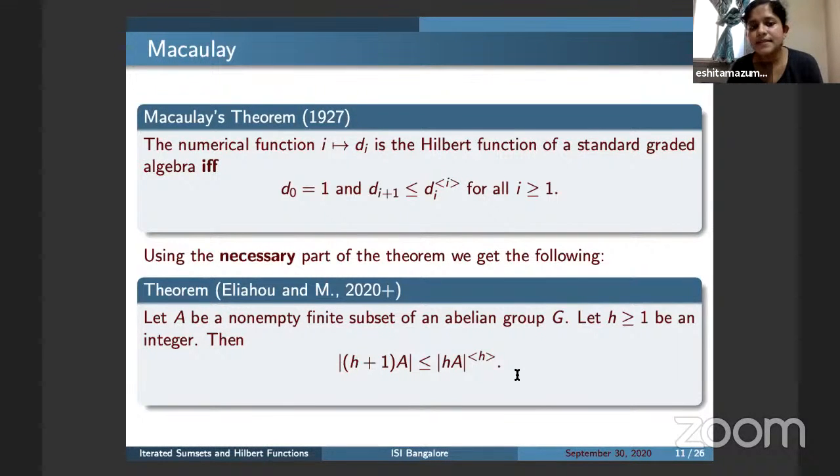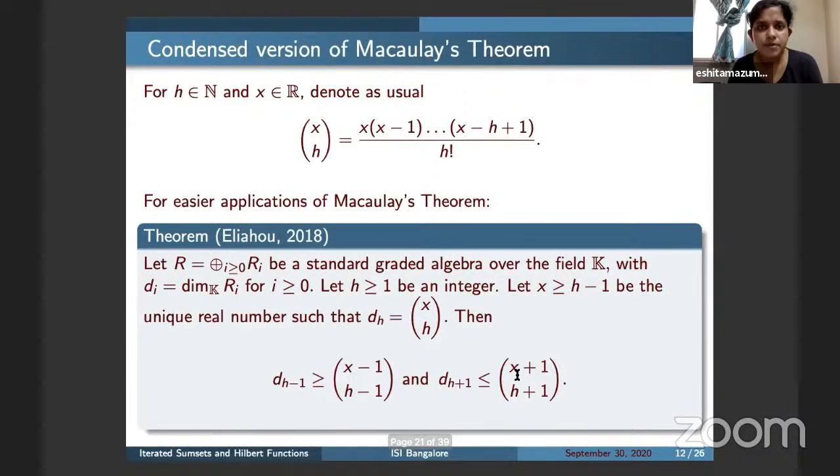Now, there is another version of Macaulay's theorem which was proved by Eliyahu in 2018. Before introducing that theorem, let me introduce the notion that if h is a natural number and x is a real number, then the binomial coefficient (x choose h) denotes this particular number. Okay.